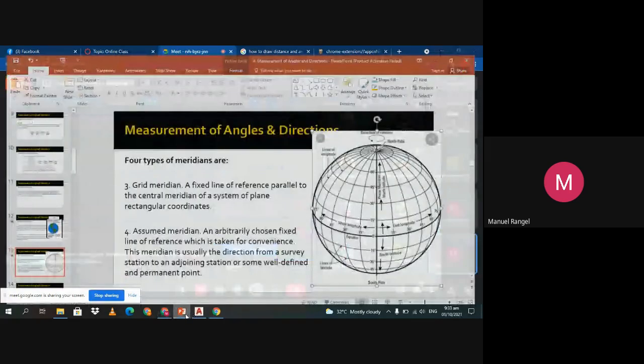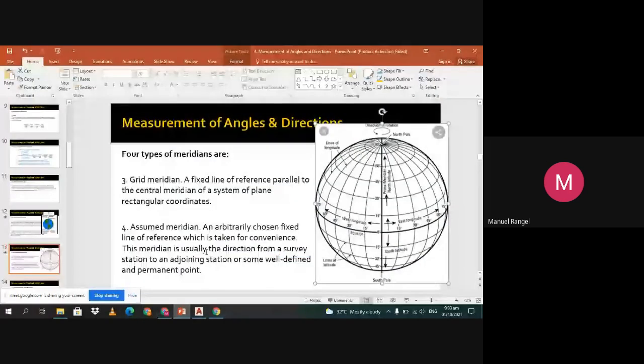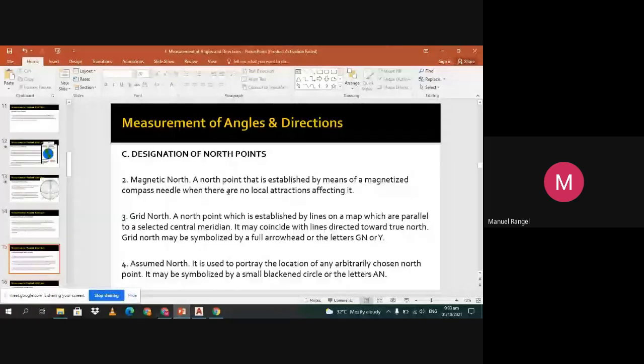Okay, assume meridian. It is an arbitrarily chosen fixed line of reference which is taken for convenience. Kung assume naman, wala naman siya fixed reference, no? Kamo na yung magbahala kung asa na siya ibutang. This meridian is usually direction from a survey station to an adjoining station or some well-defined and permanent point.